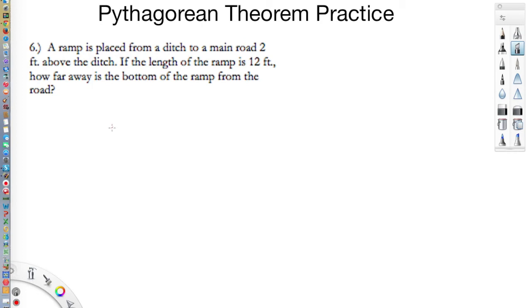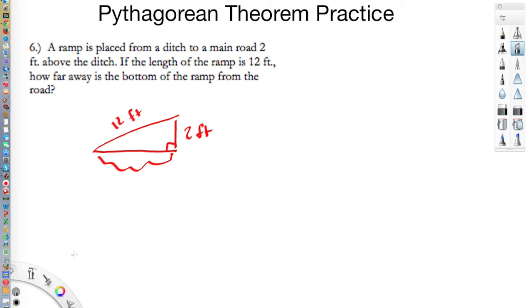Okay, so a ramp is placed from a ditch to the main road. It's 2 feet above the ditch. If the length of the ramp is 12 feet, how far away? So, okay, we've got our ditch here. The ramp is placed above it. It says that the length of the ramp is 12 feet. It says that the ramp is placed from a ditch to the main road 2 feet above, so it's 2 feet high. How far away is the bottom of the ramp from the road? Okay, so we want to find this bottom length here.